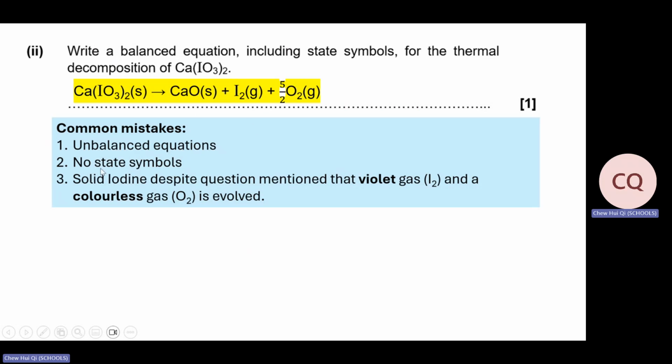And third, guys, in the question itself, they tell you that the iodine is in gaseous form already. It's not solid. So please be very careful over here. It's in gaseous state because they tell you a violet gas. In gaseous form, iodine is actually colored, it's violet. So you need to deduce that to yourself. Okay, let's move on.